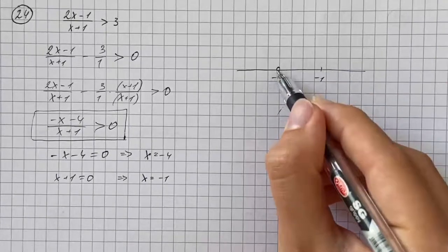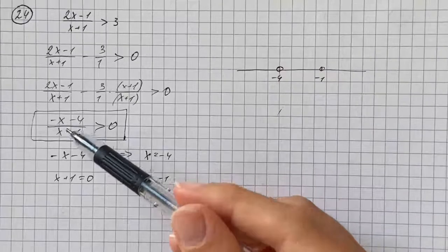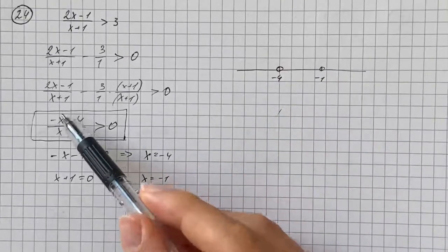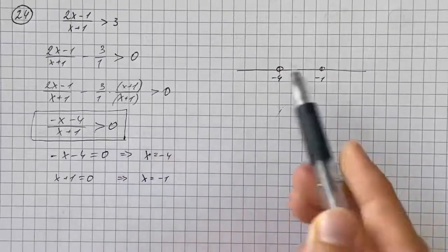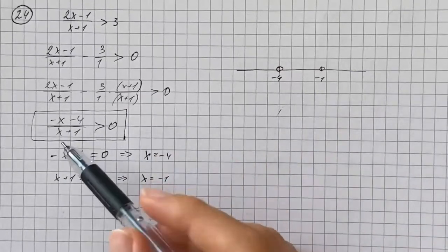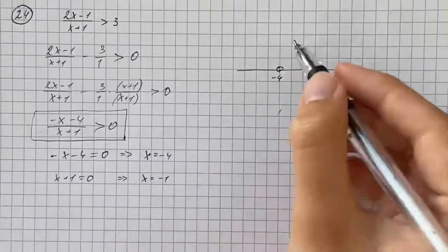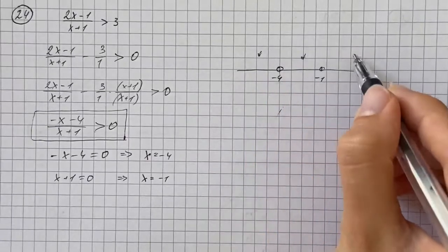And we put open circles because we know that those numbers will not satisfy our inequality. If we put negative 4, we get that our fraction is exactly equal to 0, and 0 is not greater than 0. And if we put negative 1, our fraction will be undefined, so that doesn't work. And now we're going to check the numbers of each interval.